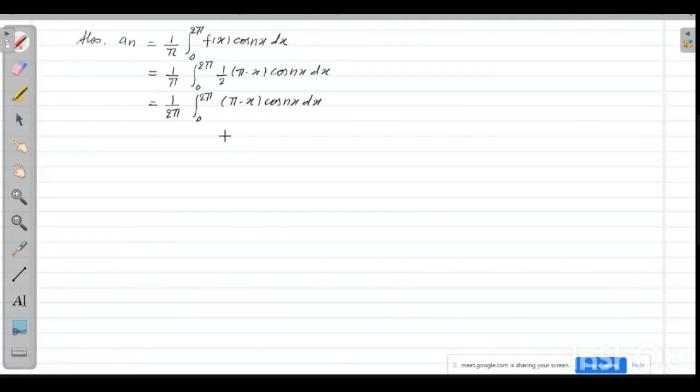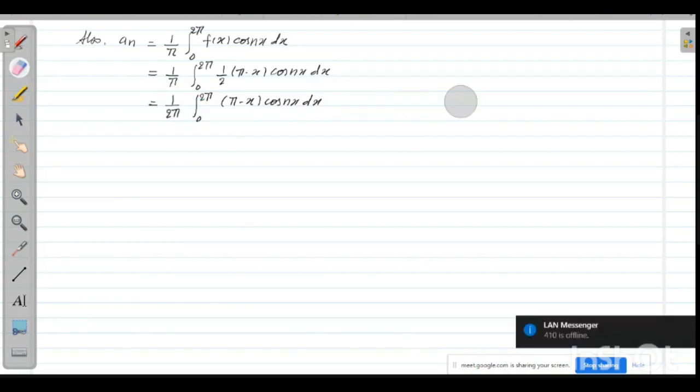Before integrating this we must arrange this function in LIATE form. L stands for logarithmic function, I for inverse, A for algebraic, T is trigonometric, and E is exponential. So we must observe whether this function is in LIATE form or not. This function is already in LIATE form, so we don't need to rearrange it. Here algebraic is first and trigonometric later. So just integrate this by using generalized integration by parts.